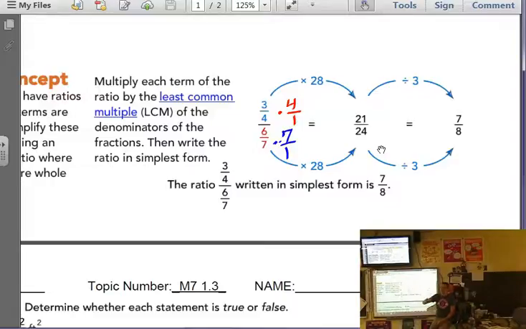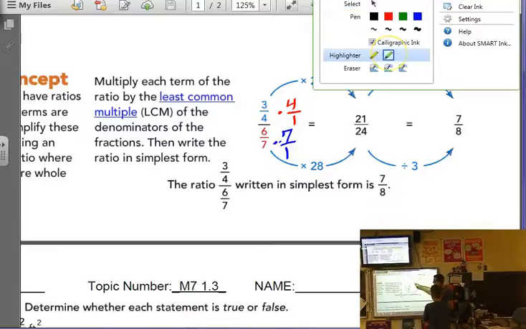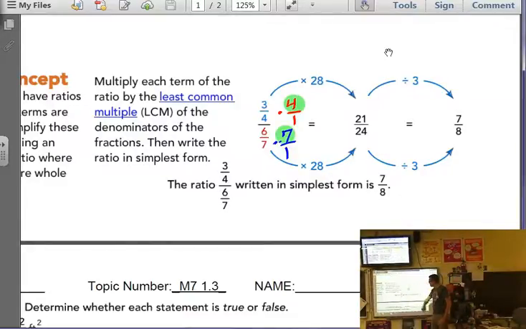So since I want to multiply by 4 on top, and I want to multiply by 7 on bottom, I need a number that does both. Why does 28 do both? Because 4 times 7 equals 28. Because 28 is times 4 and times 7. So I get my times 4, but I also get times 7. I get my times 7, but I also get times 4.